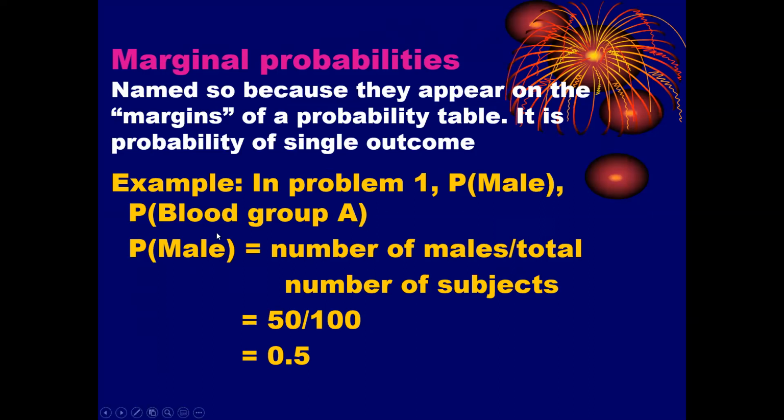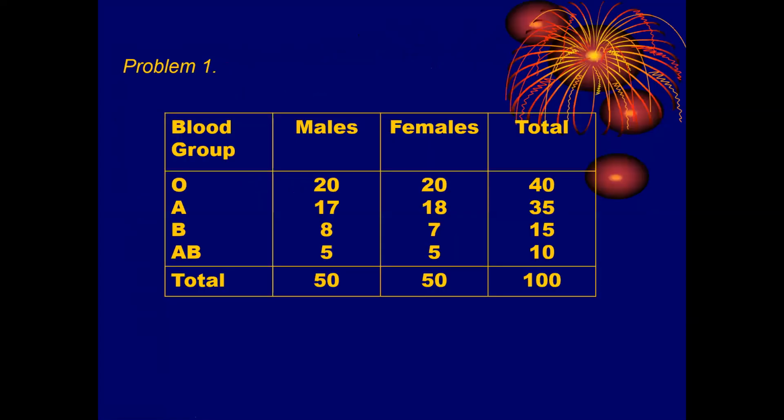Okay. Now, if I want to get the probability of blood group A, what I'm going to do is go back to the table. How many people have blood group A? This is A, then I go across. How many people? That is 35. How many subjects do we have in general? We got 100 in general. And what is the probability this time around? It's going to be 35 divided by 100.